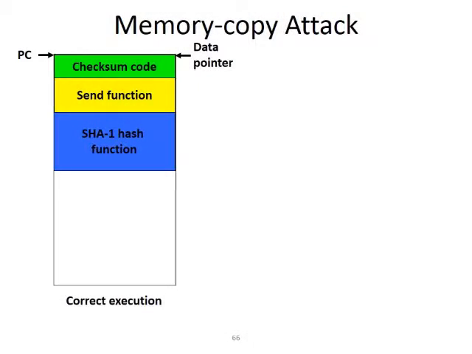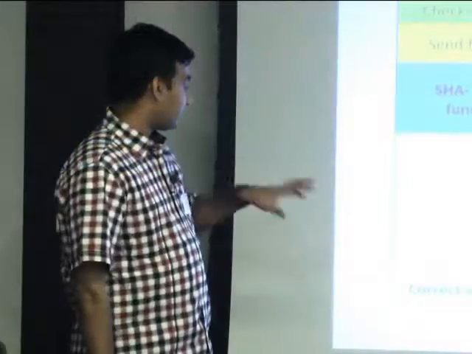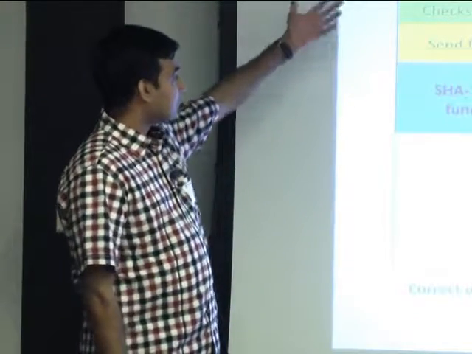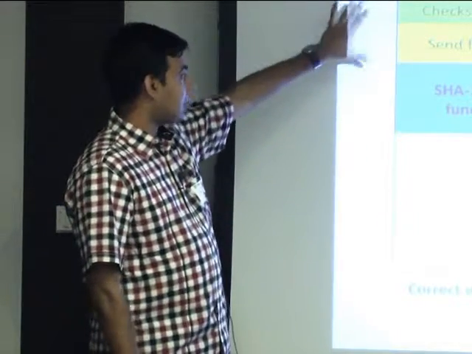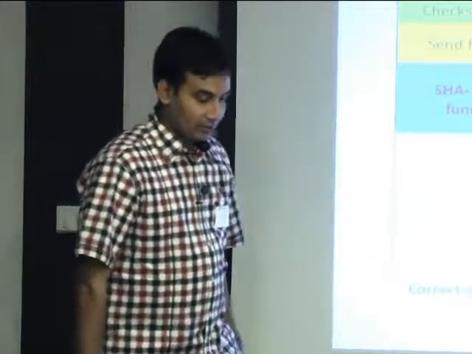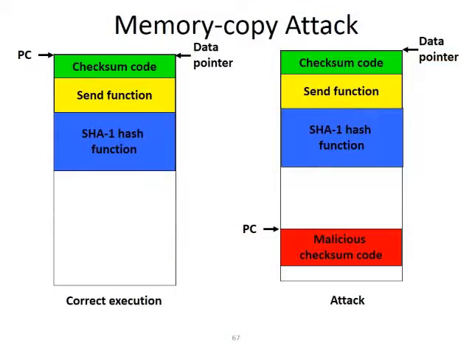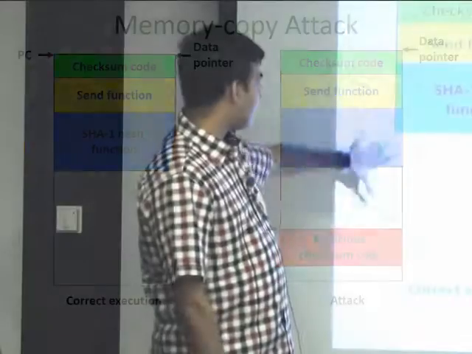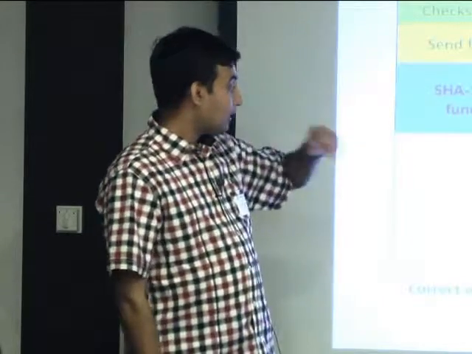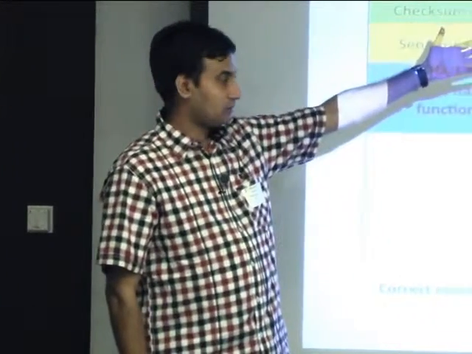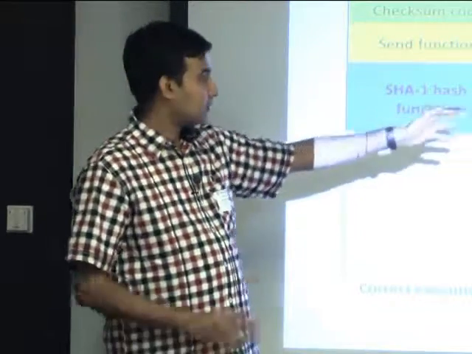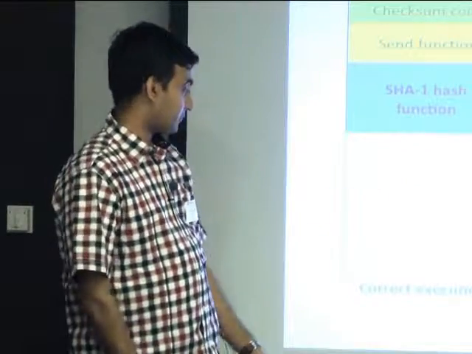Okay. So the memory copy attack. What is the memory copy attack? During correct execution, the checksum code is going to compute a checksum over the image of the verification function, right? What happens in the memory copy attack is, of course, you place a malicious checksum code somewhere else in memory. Mind you, this is all physical memory, all RAM locations. And then the malicious checksum code simply computes a checksum over the copy of the unmodified verification function, right?